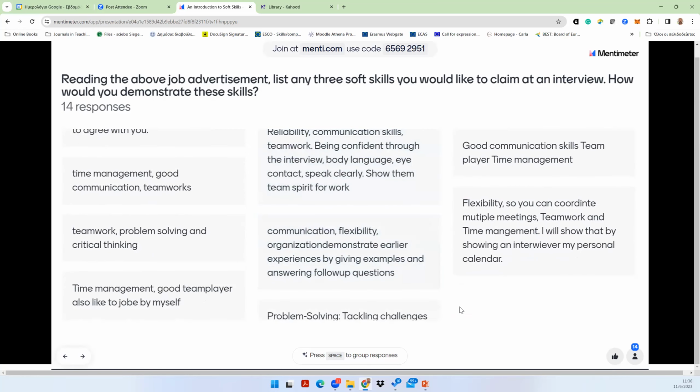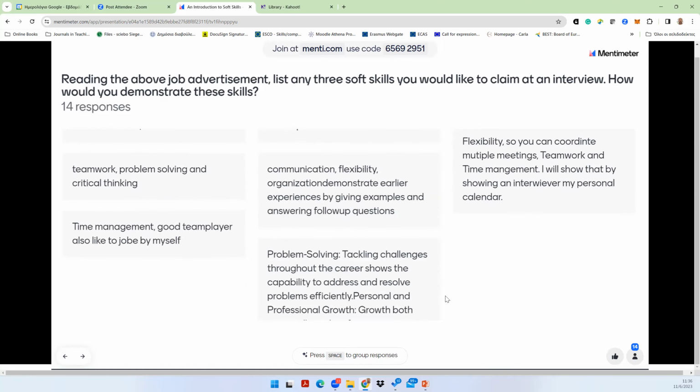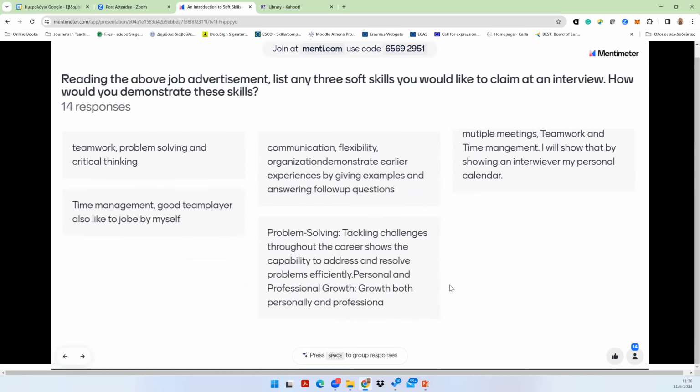If you have knowledge, if you are self-aware, what you can offer, and you know your strong points regarding technical but also soft skills, that is something that will help to build your confidence, and this will be expressed, as Michaela has mentioned, from your body language. Communication, flexibility, problem solving, tackling challenges through the career shows, and so on.